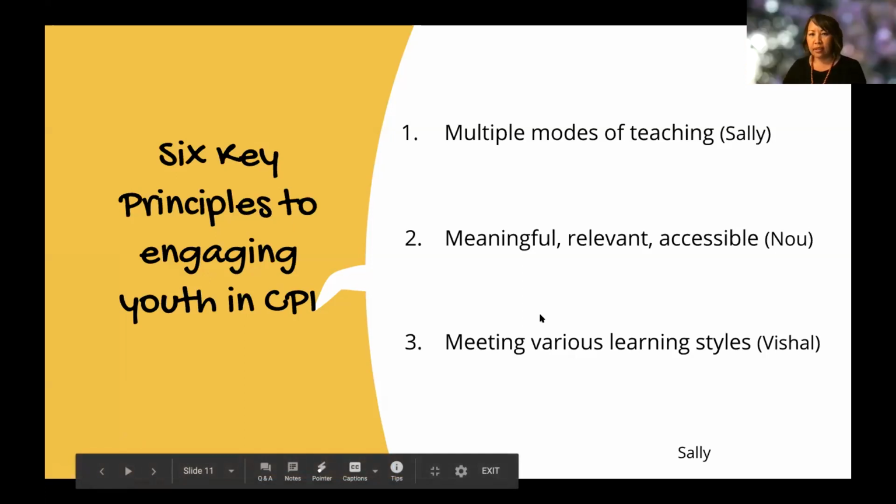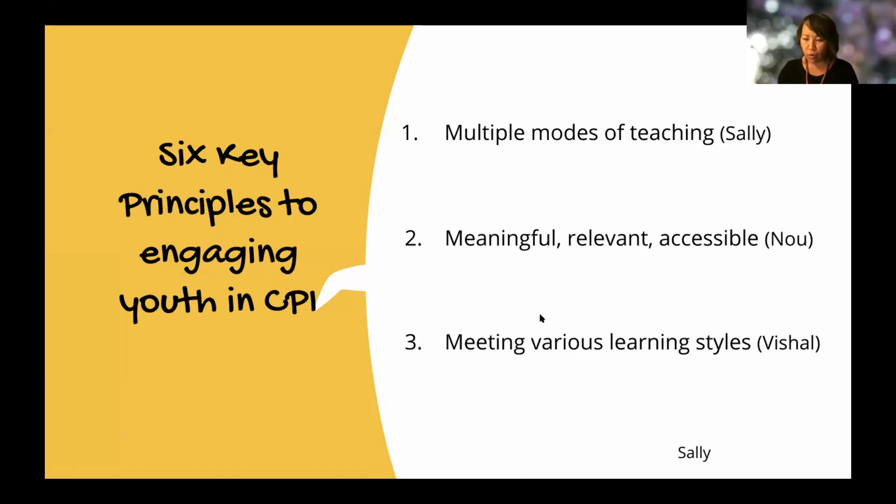Great, thanks, Sally. So this is an important one. Well, they're all very important. So the second important principle is that we make it meaningful. So the whole continuous program improvement process, we make it accessible and relevant to young people. And so what does that mean?